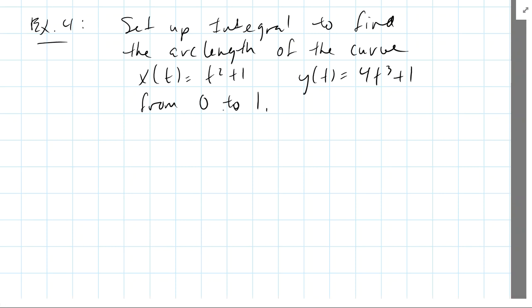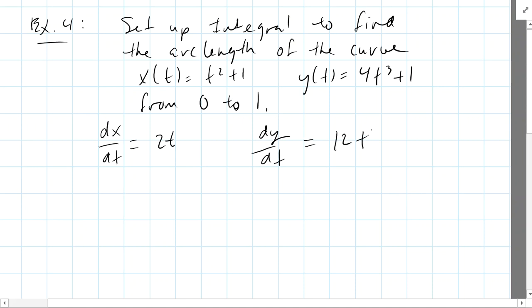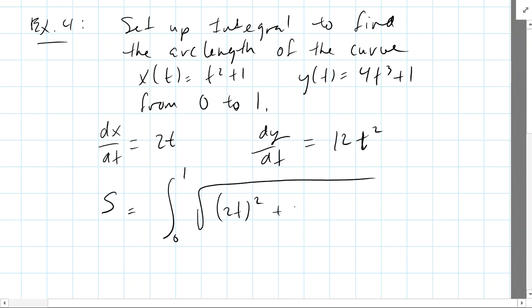Okay, what do you need to find arc length? Derivatives. It's just the Pythagorean theorem with derivatives. So what's dx/dt? 2t. What's dy/dt? 12t squared. What you're going to find is the calculus steps are not hard on any of these. So arc length is equal to the integral from 0 to 1 of the square root of my x derivative, 2t squared, plus my y derivative, 12t squared, dt. And that's it, I'm done.